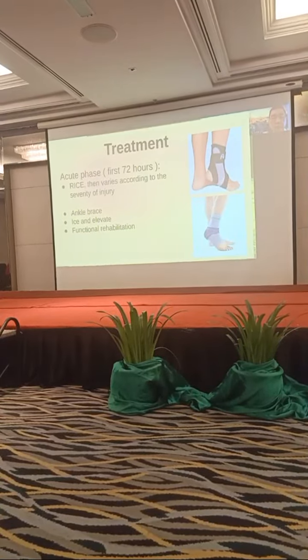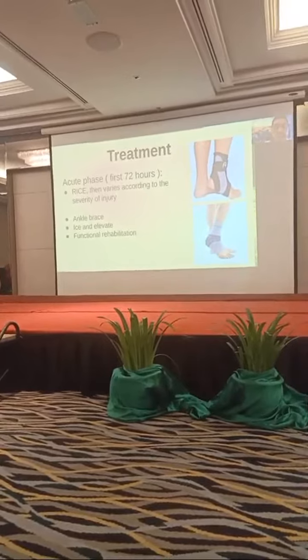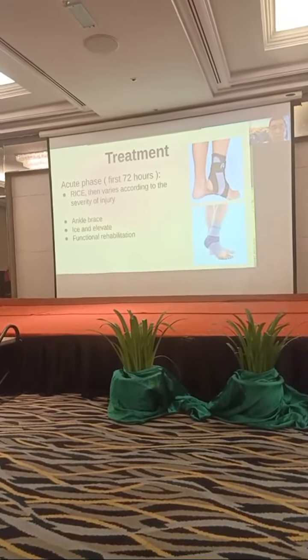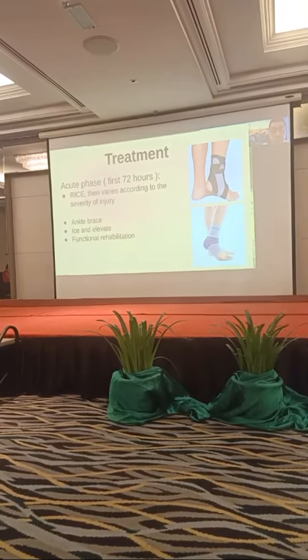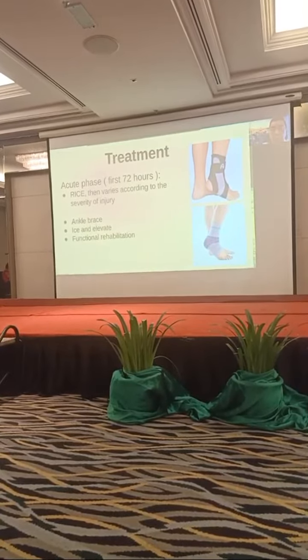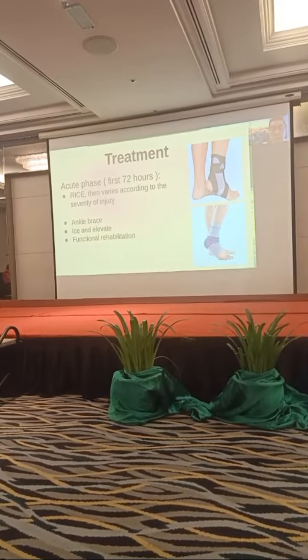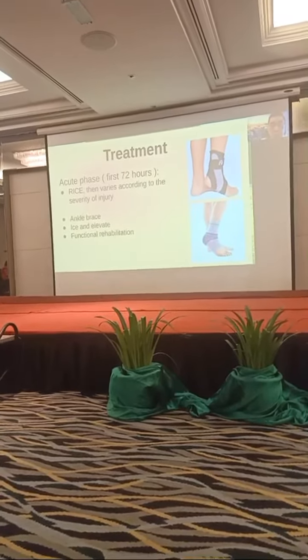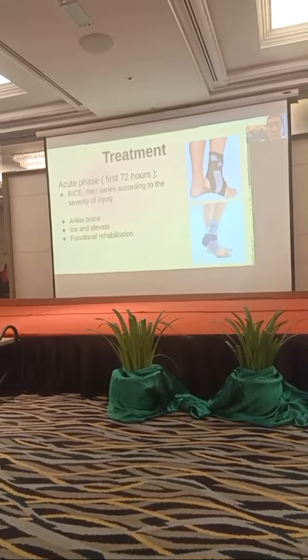The bulk of treatment is actually physiotherapy. In the acute phase for ankle sprain during the first 72 hours, you start off with rest, ice, compression and elevation. Later on, you add in an ankle brace, you continue to use ice, and as what this workshop is about, you get the patient to undergo good functional rehabilitation.